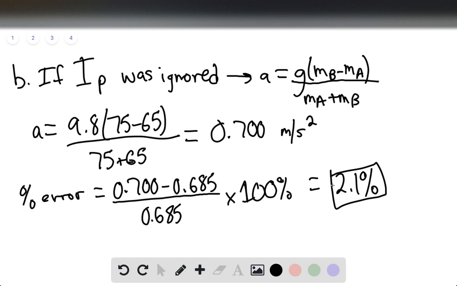So not too bad. If you were to ignore the moment of inertia of the pulley, you would have a percent error, but again, it's not too significant in the sense that it's not above 10% or 5%. This is pretty much good agreement. However, again, you want to account for all of the moments of inertia, especially if one does account for 2.1% of the linear acceleration. That is the end of the solution.